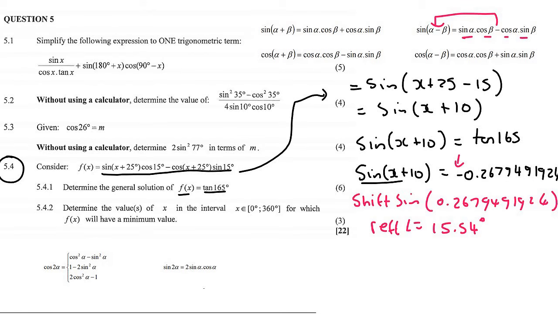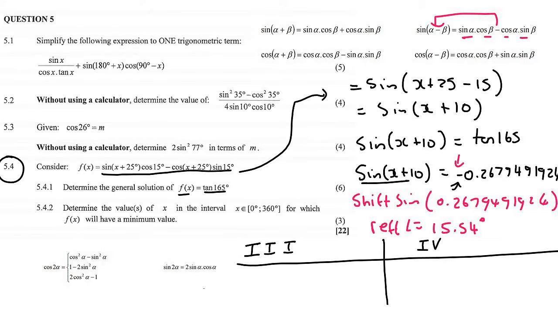So it's telling us that sin is negative. Sin is negative in quadrant number 3 and also in quadrant number 4. So we can now say x plus 10 equals 180 plus our reference angle, plus k times 360. Some schools say plus n, it doesn't matter. k is an element of Z.